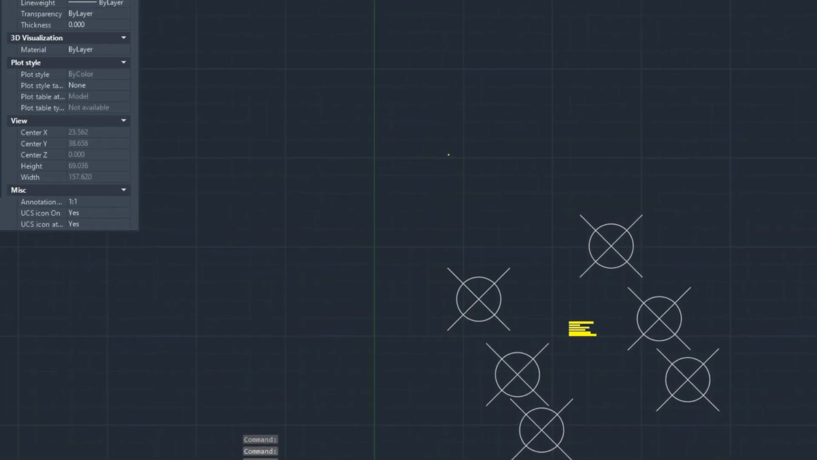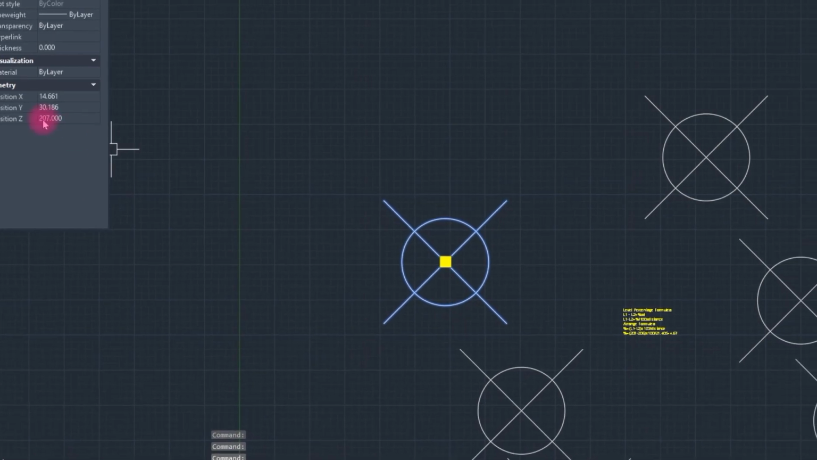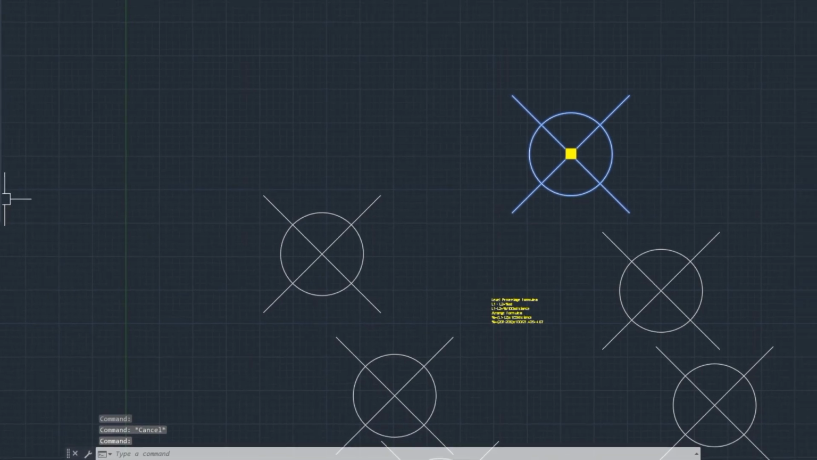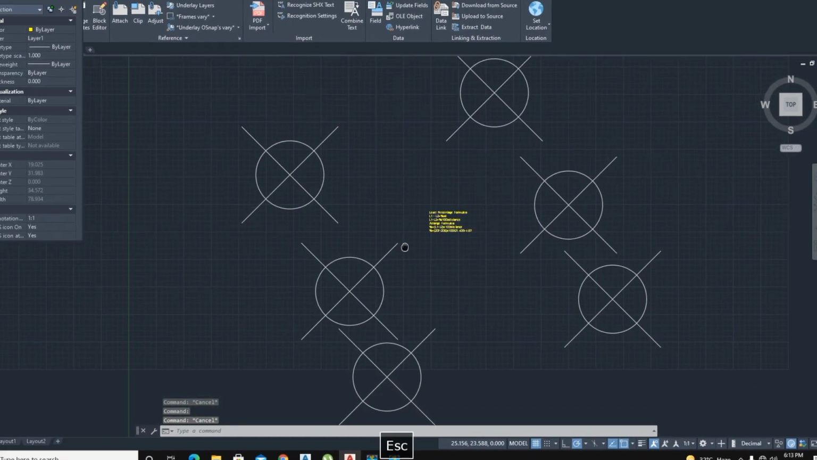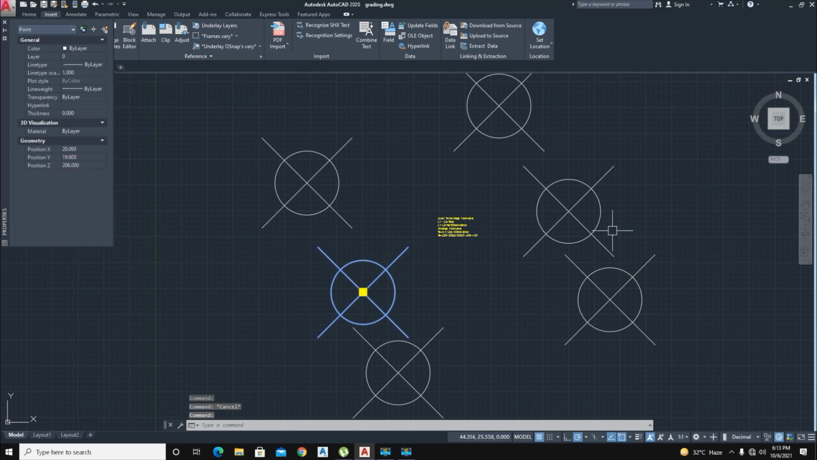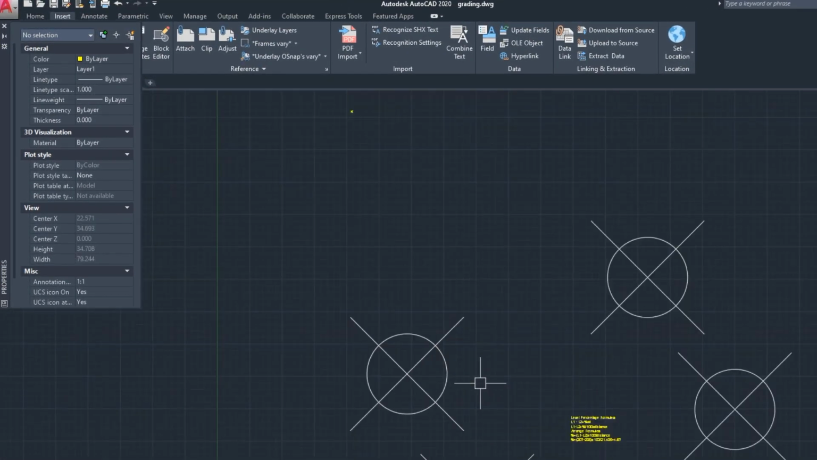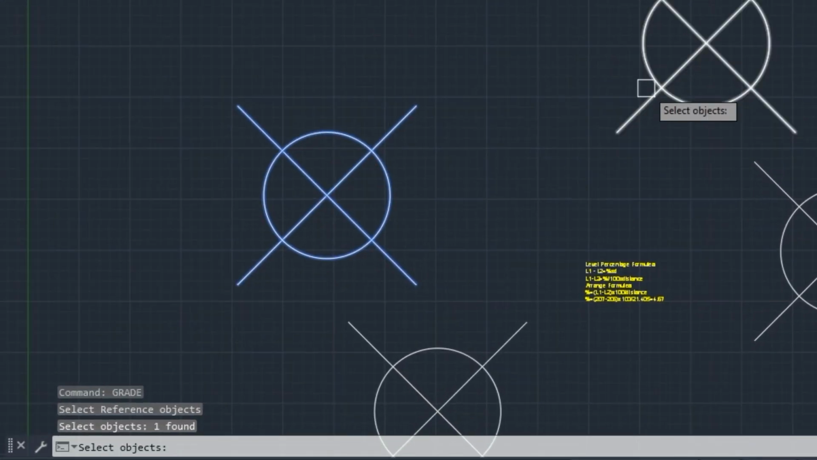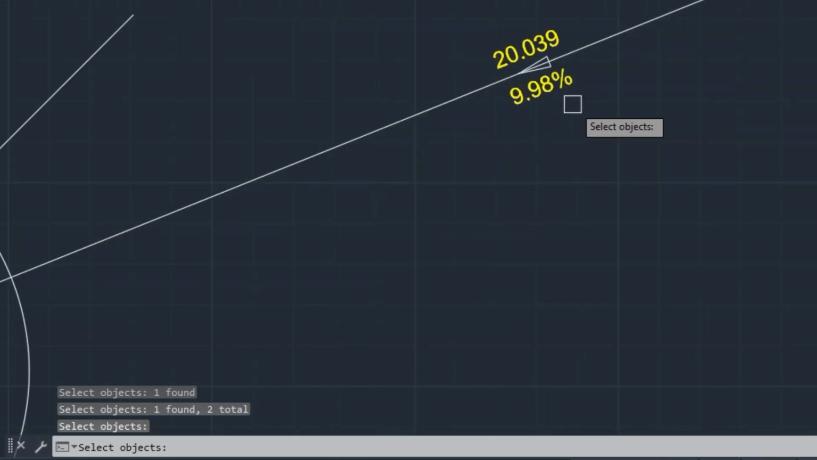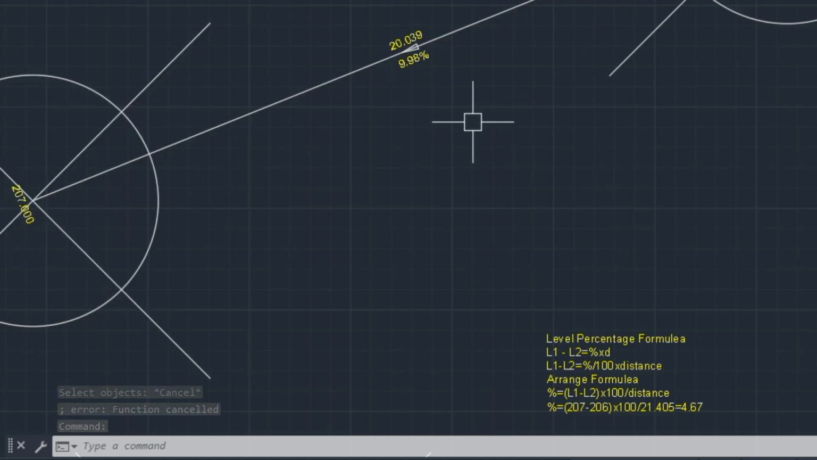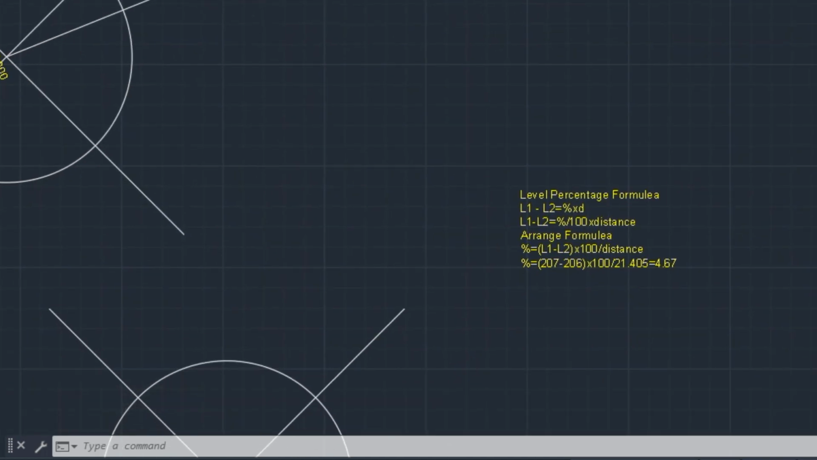Let's try. First we show you the point elevation 207 and the second elevation 209. Also this point elevation shows 206 and 207, with a 1 foot difference. We just type the command grade and select the first and second point. Here automatically the distance and percentage slope between the two elevations are shown, with the lines.